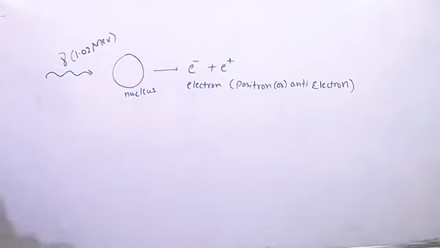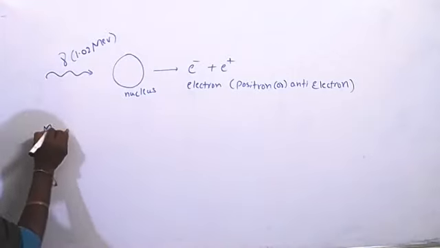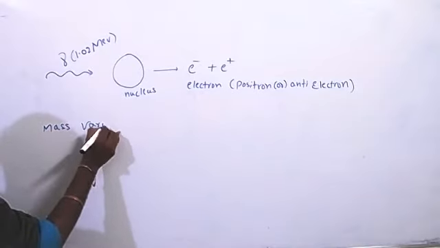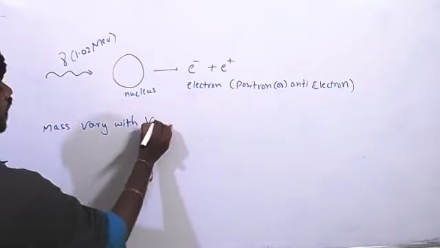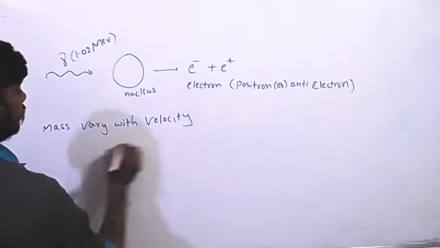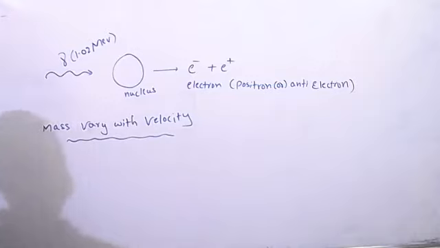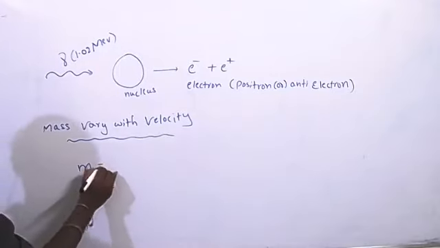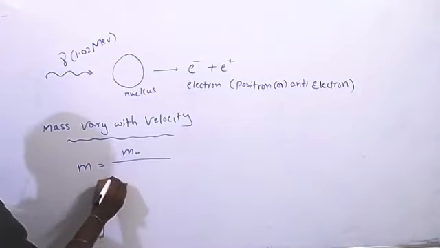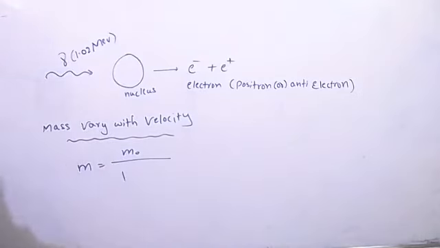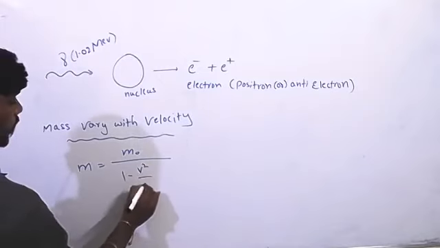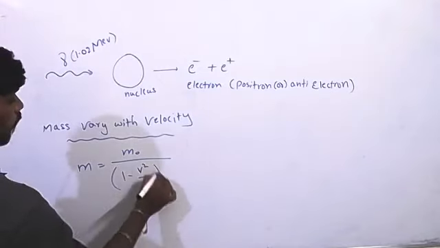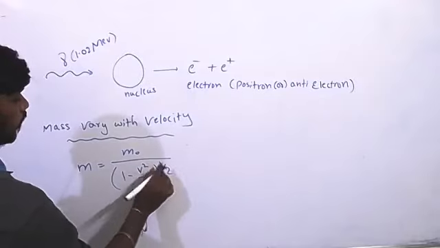Now, according to Einstein, mass varies with velocity. When velocity is increasing, mass appears to be increasing. The formula he has given is M equal to m naught by root over 1 minus v square by c square, whole to the power of 1 by 2, because that root we have written like 1 by 2.